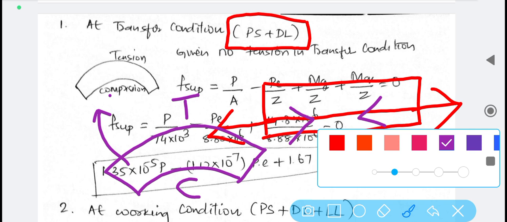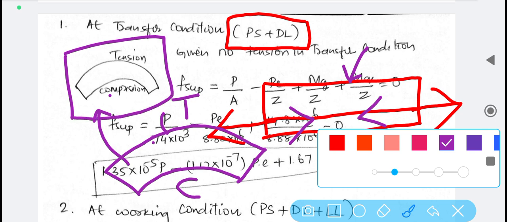As a result of the internal resistance, the pushing action will be generated in the tendon. Due to that pushing action, this beam tries to bend in the upward direction, and this is being designated here in this fashion. I hope this is clear.